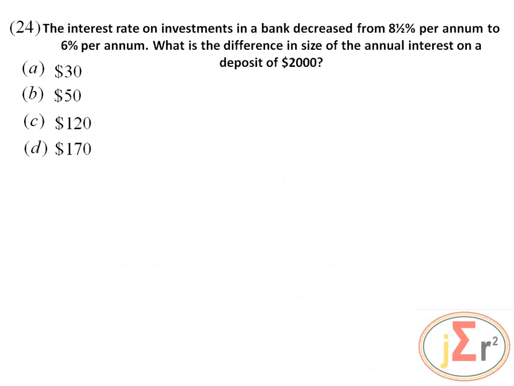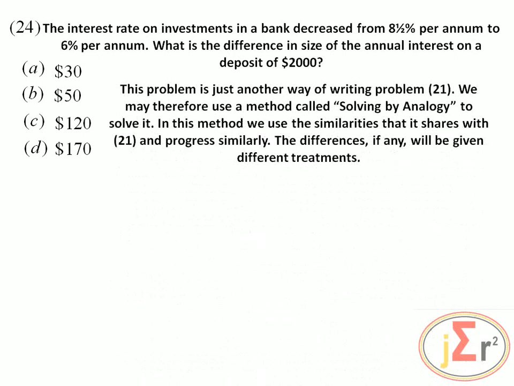The interest rate on investments in a bank decreased from 8.5% per annum to 6% per annum. What is the difference in size of the annual interest on a deposit of $2,000? This problem is just another way of writing problem number 21, if you can remember problem number 21. We may therefore use a method called solving by analogy to solve it. In this method, we use the similarities that it shares with 21 and progress similarly. The differences, if any, will be given different treatments.